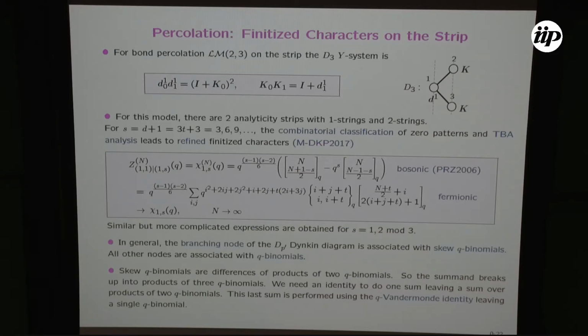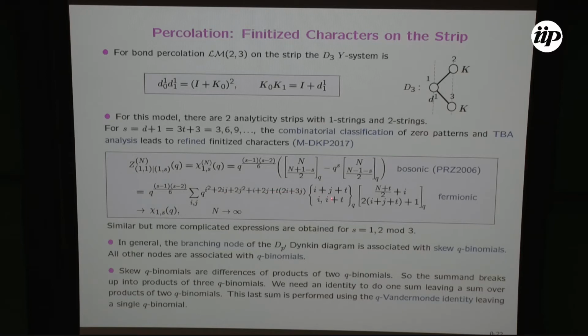TBA equations. And when you do so, this is what comes out. So now here are the contributions of the double row diagrams. Here are the single row diagrams. The double row diagrams are associated with this node, which is the branching point. The single row diagrams are associated with the end point. And you have to take the products of those, and they come in weighted by q to some quadratic. There's a leading power of q.